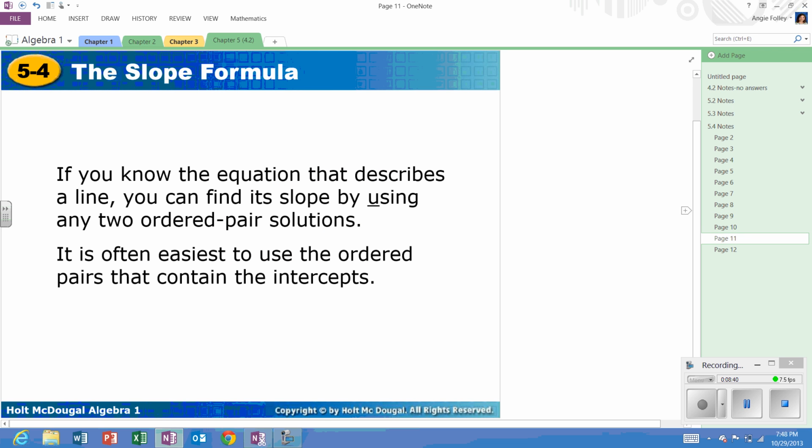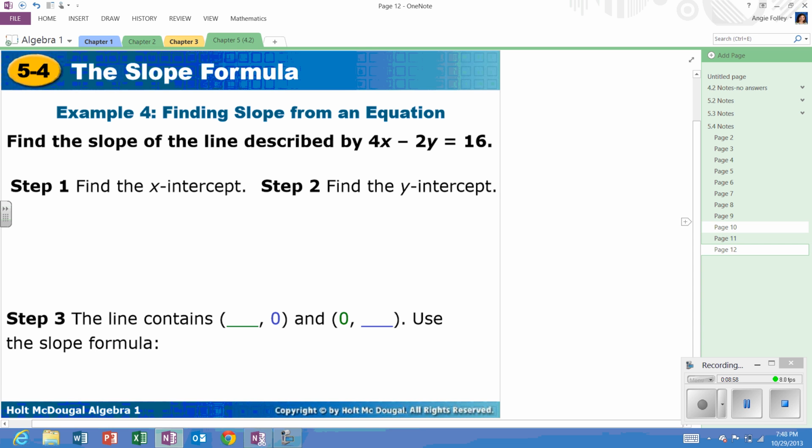If you know the equation that describes a line, you can find its slope by using any 2 ordered pair solutions. And it's often easiest to use the ordered pairs that contain the intercepts. So we already talked about how to find intercepts. That was in our warm-up, plugging in 0 for the opposite one. So if you're not given points, the easiest ones to solve for are your intercepts. So for example, on this problem, it wants us to find the slope of the line 4x minus 2y equals 16. But we're not given any points. We can solve for the x and y intercepts though.